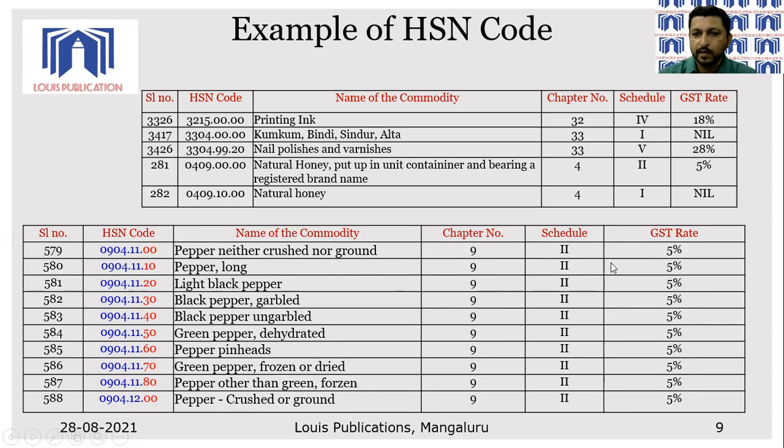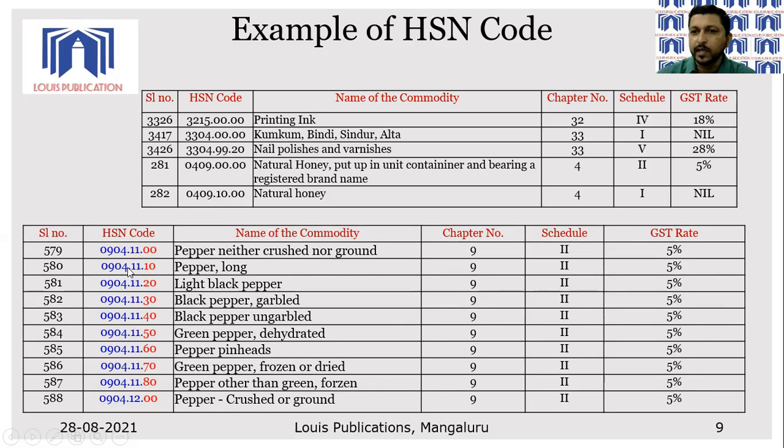Chapter number is 9. But if you see over here, the sub classification is 11 because it all comes under the same category. Only this last one is crushed or grounded; this is neither crushed nor grounded. So it's all 11 over here, but the chapter number is the same. And you can see the sub classification 00. This is what the GST Council has added for easy identification. Since the rates are more or less the same over here, it is 5% only. But with a slight change, it may fall under schedule 3, and the rate may go up to 12%.